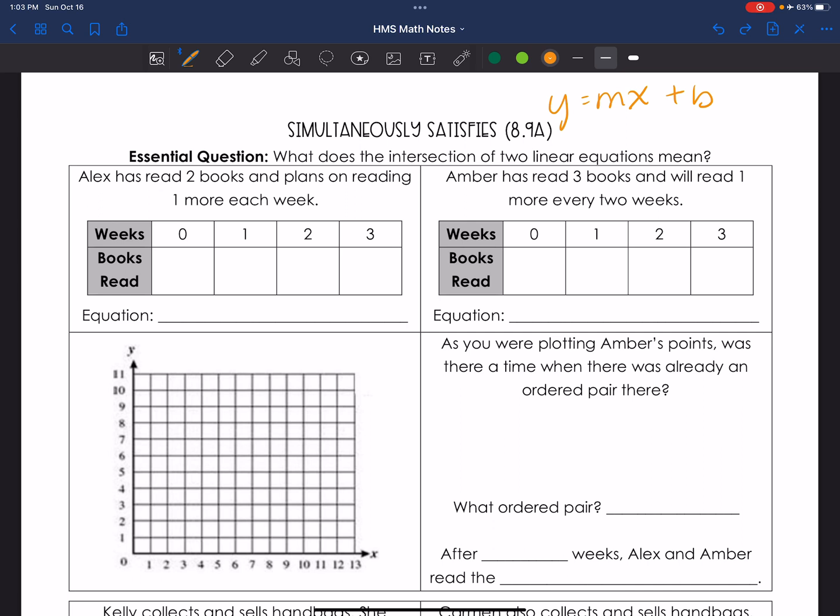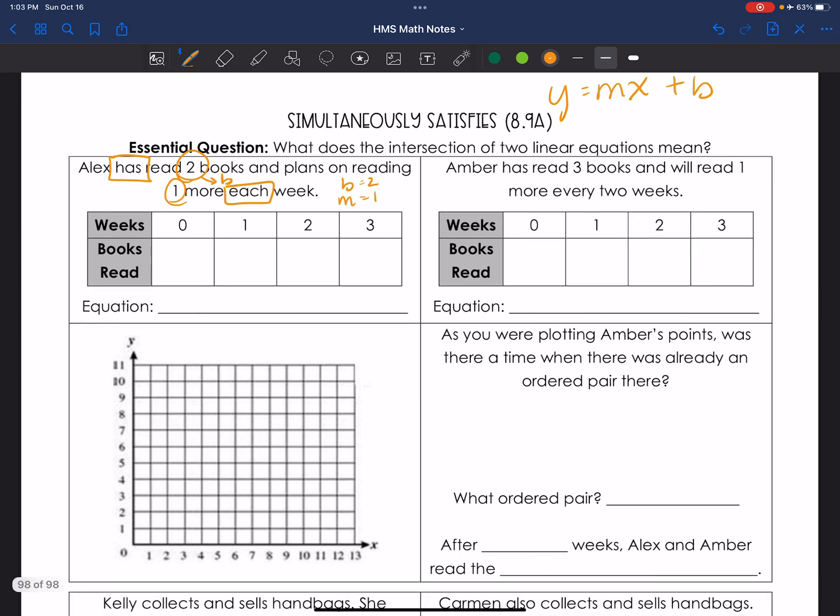Alex has read 2 books and plans on reading 1 more each week. So now I'm going back and cubing it. He has already read 2, so I know that that has to be my additive, my b. So b equals 2. And plans on reading 1 more each week, so I know m equals 1. So my equation is y equals 1x plus 2. We don't write the 1 though, because that's a silly waste of my ink, which is digital, so it's not really a waste of anything. It's 1x, and I still have y equals x plus 2.